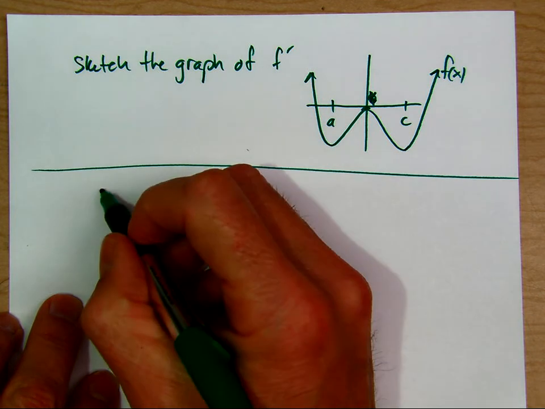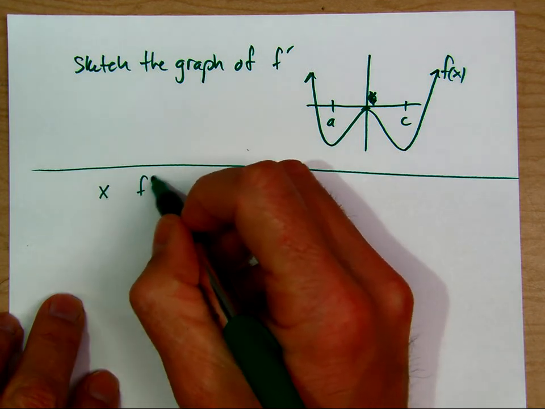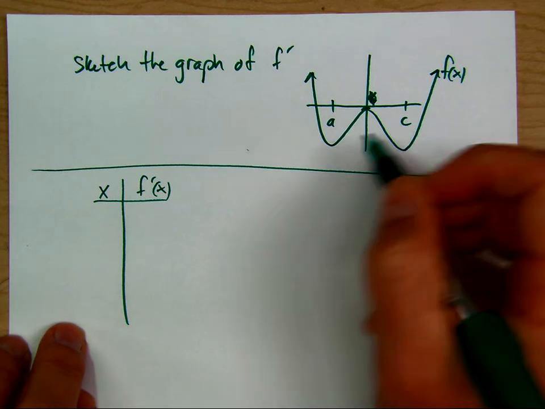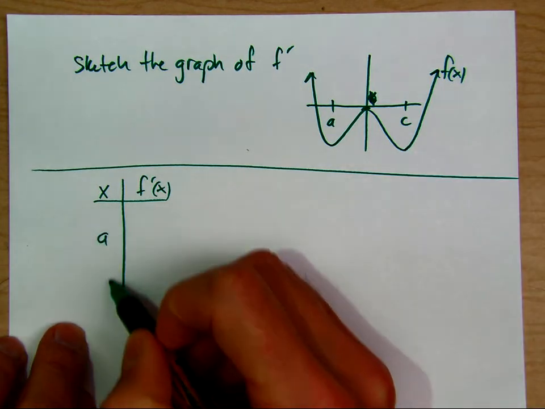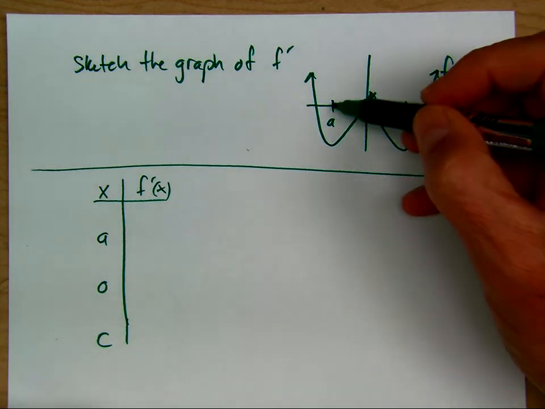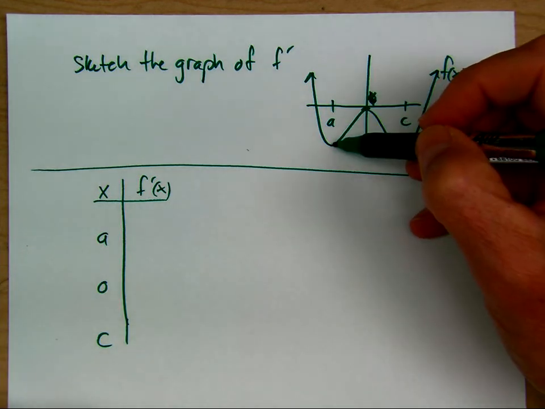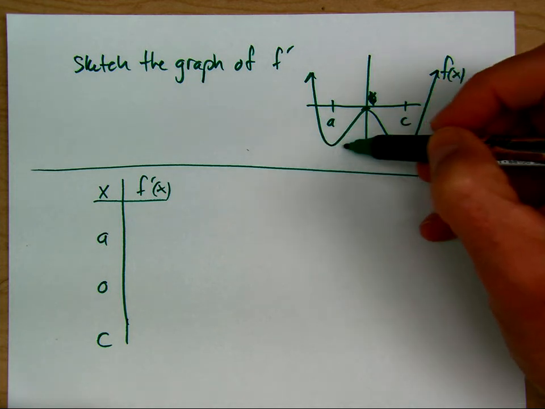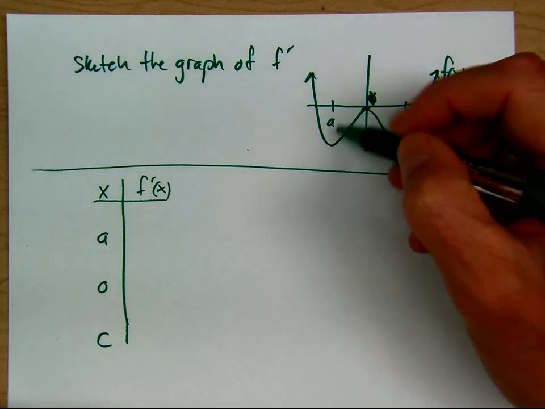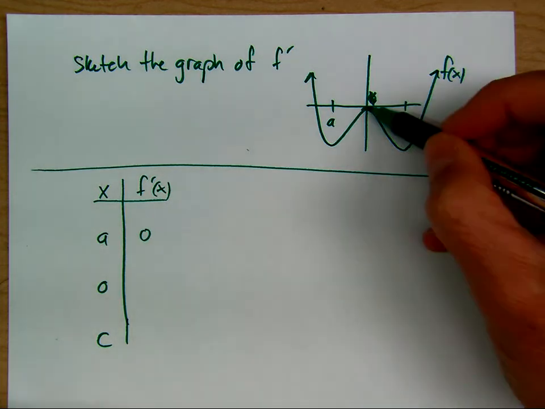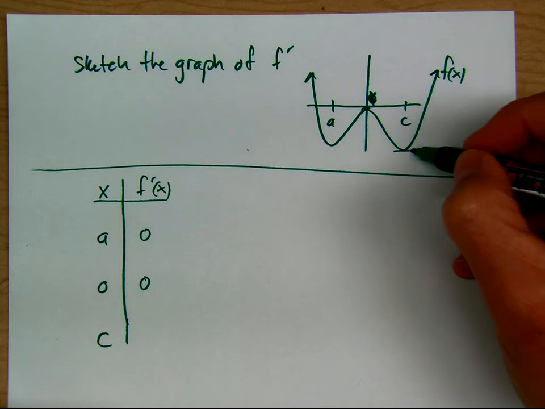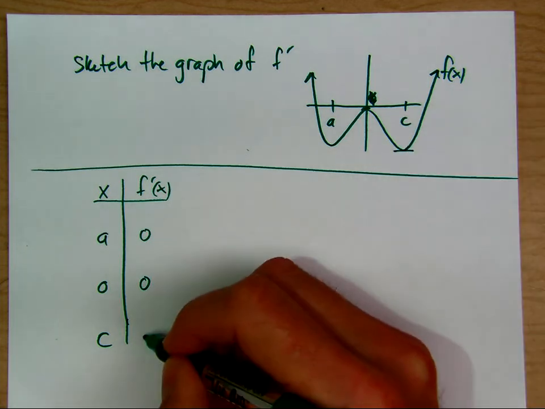So let's find values of f prime by looking at the graph of f, and just space these out. We have a, 0, and c. So let's see, at a, what's the slope? This slope is 0 because we have a horizontal tangent line. So at a, the derivative is 0. At 0, the derivative is 0. And at c, the derivative is 0 because there's a horizontal tangent line.